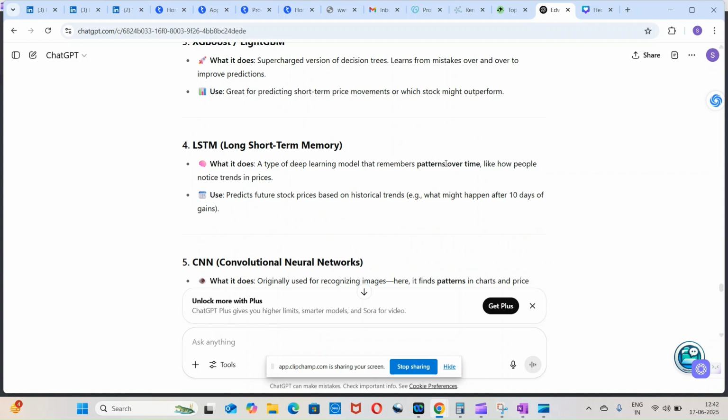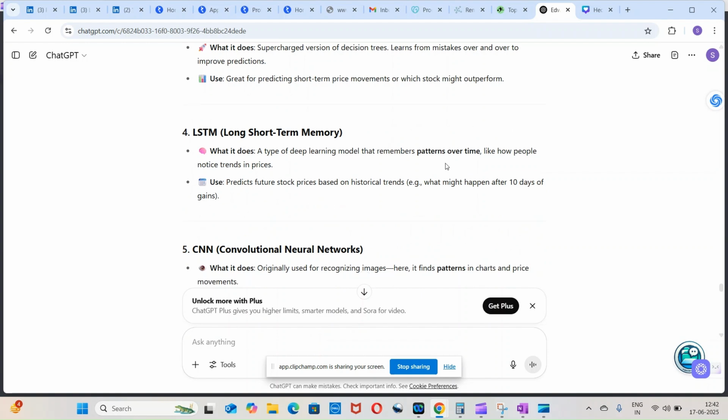Then we have long short-term memory, LSTMs. These are called long and short-term memory. This is a type of deep learning model that remembers patterns over time, like how people notice trends in prices. It's more like technical analysis where people find all these patterns, right? Head and shoulders, inverted head and shoulders, flags, pennants, and whatnot, cup and handles. So these are all patterns, right?